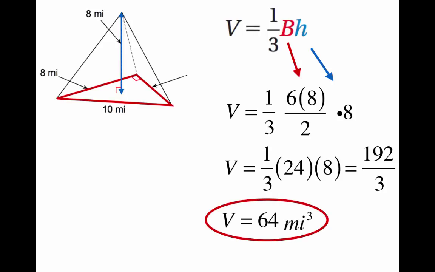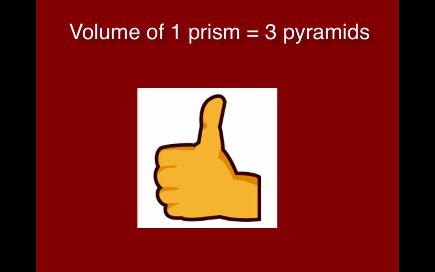There's our solution. All right, guys, that wraps up this video. Just the big takeaway here is that the formula for a pyramid is always 1/3 the base times the height, because it takes 3 pyramids to fill up 1 prism.